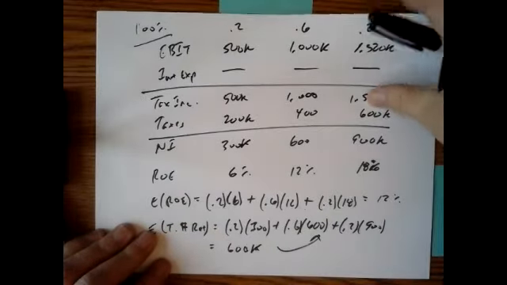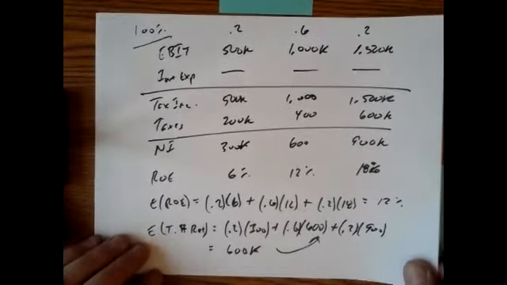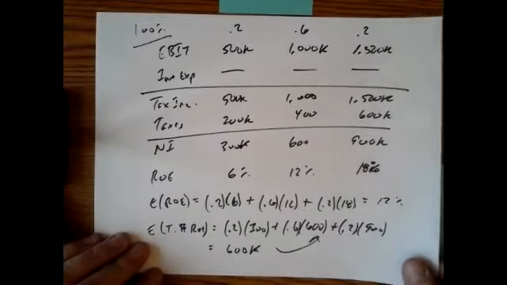Don't assume that whatever the middle value is always going to be what the expected value is. That is not the case. So that's for the 100% financing. So then we need to move to the 50/50 financing.